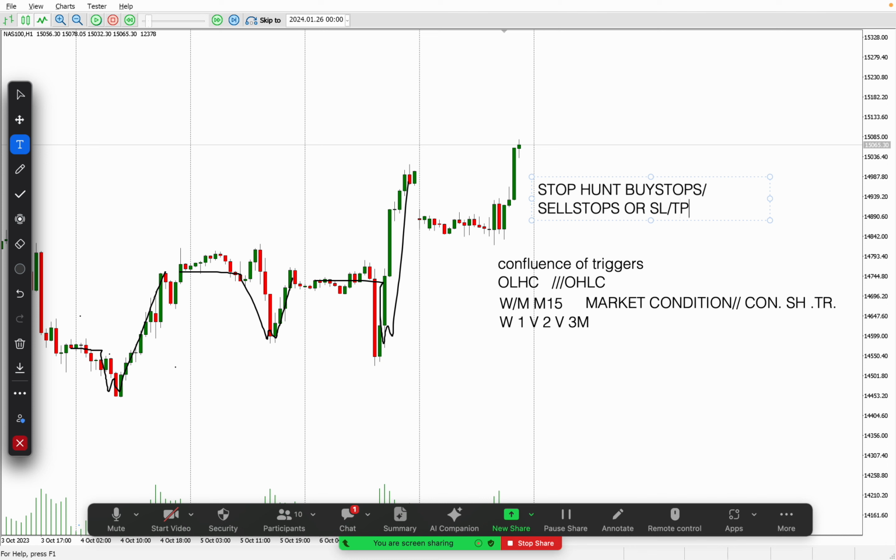Okay, so the confluence of triggers would be the price points. Am I at the low of the day or at the high of the day? If I'm at the low of the day, I'm looking for a W. If I'm at the high of the day, I'm looking for an M. Since I've achieved the high or the low, what market condition came before this? A consolidation and a stop hunt. In this case, I'm looking for the low of the day, so I'm getting a market condition of a consolidation, a stop hunt, which is a false move, and then the trend, which is the true directional premise.